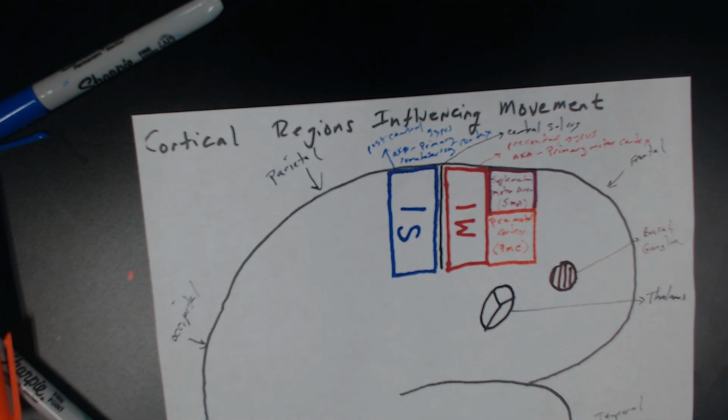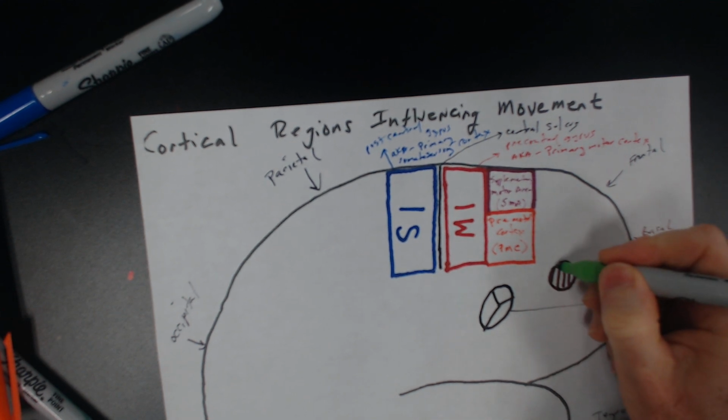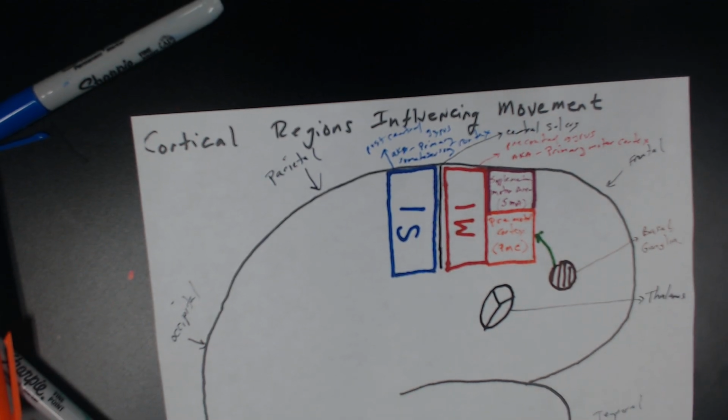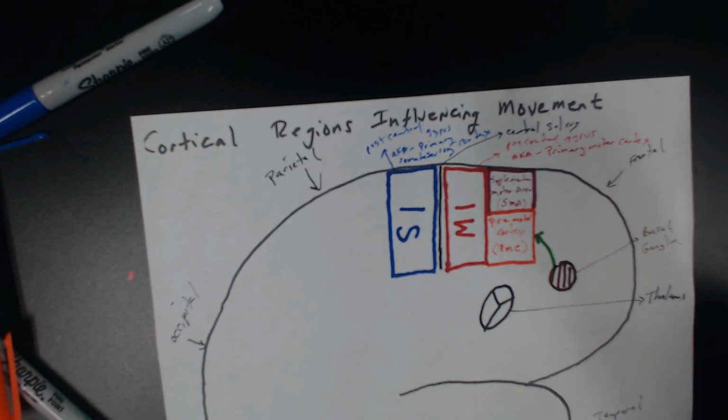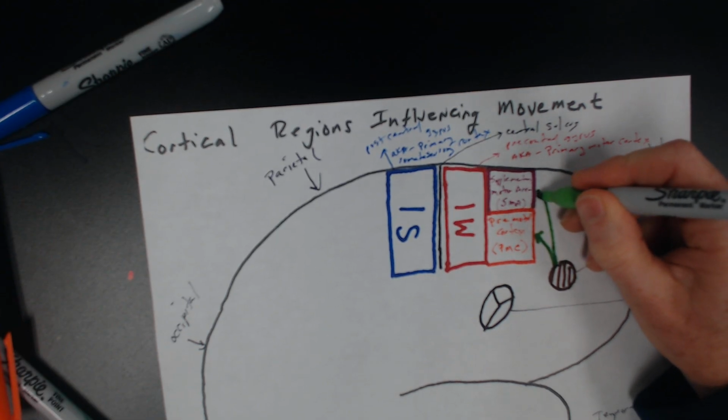And in order for movement to happen, here you're going to have some relay information from the basal ganglia. The basal ganglia is going to relay information about initiation and modulation of movement specifically to the premotor cortex and the supplementary motor area.